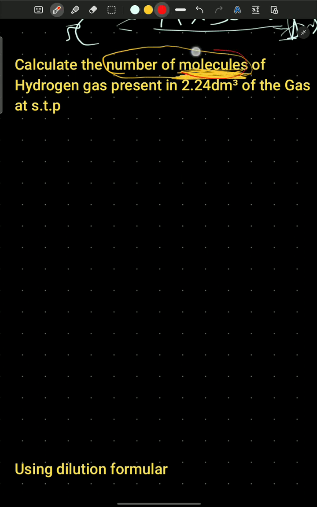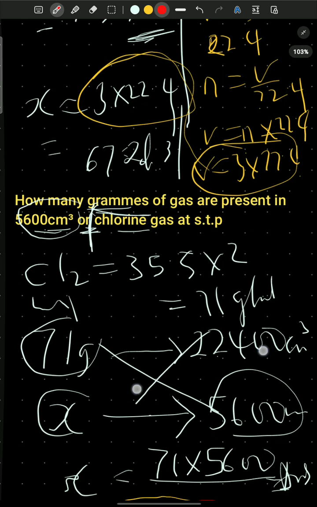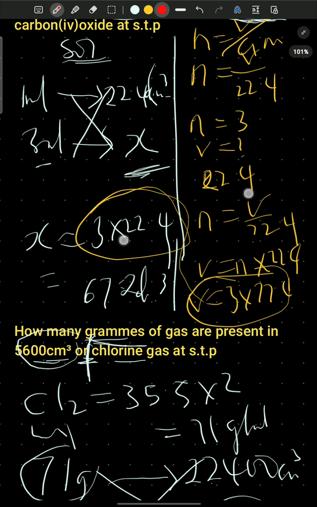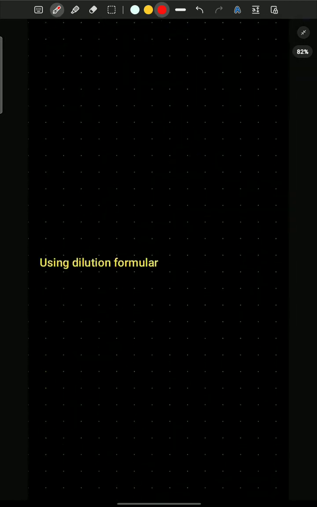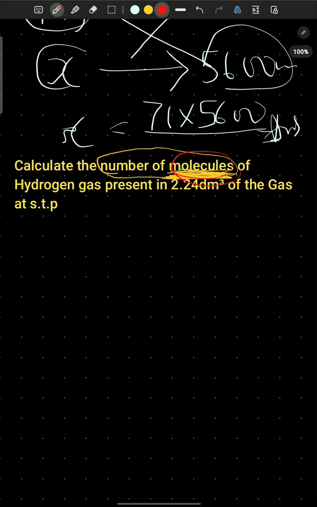And molecules is an Avogadro's what? Entities. So it means that this time around I'm using 6.02 times 10 to the power 23. You see that so far so good, I've not been using 6.02 times 10 to the power 23 because the question does not measure ions, atoms, or molecules. But here it is measured. It is mentioned that I should find the number of molecules. It means I'm going to use Avogadro's.